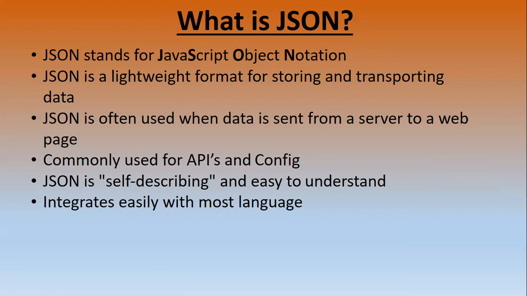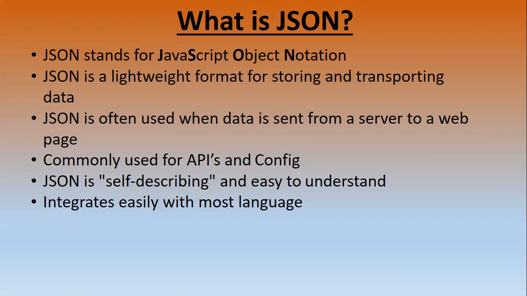JSON is often used whenever data is sent from a server to a web page, and it is easy for machines to parse and generate. And it is even easy for us to understand whenever we're writing JSON or reading it. JSON is basically built on two structures. Usually it is a collection of name-value pairs, and in various languages, you can treat it as an object, record, or a dictionary.